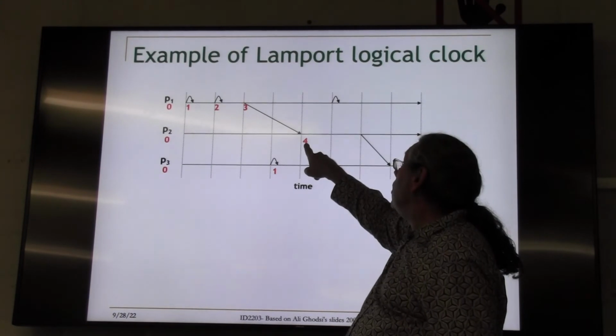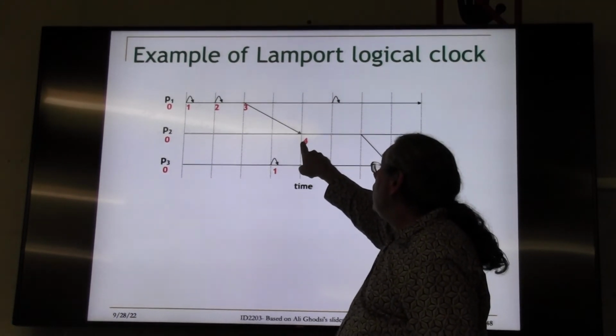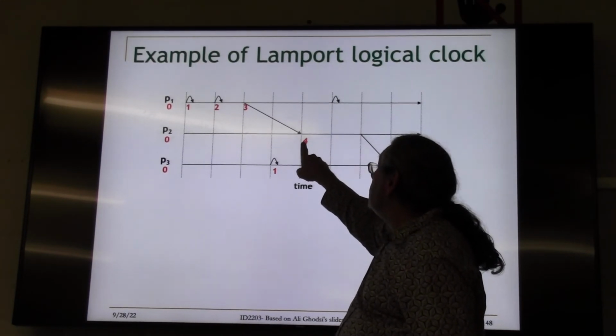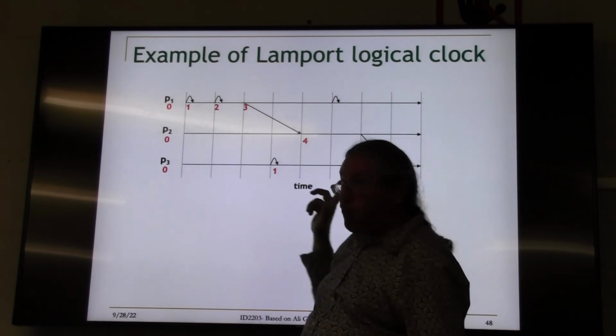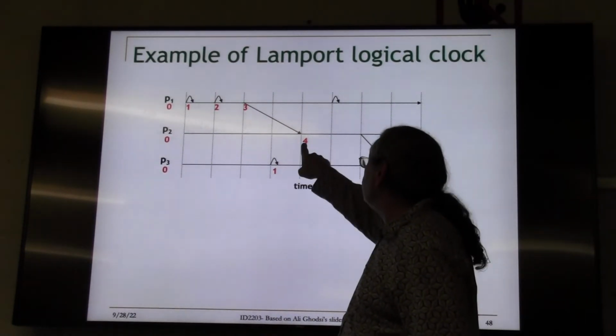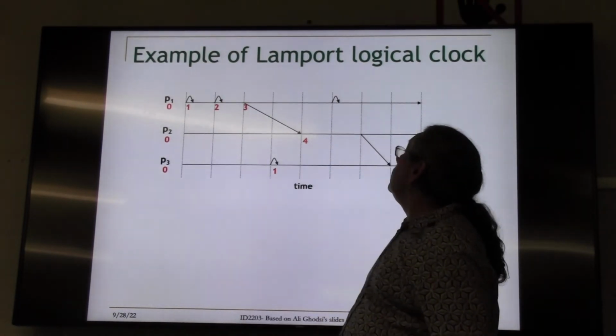So that gives me a Lamport clock. What does it tell me? It tells me that there are 4 events, there's a path of 4 events that are causally behind me. That's what this 4 is telling me. 1, 2, 3, 4. That are behind me.